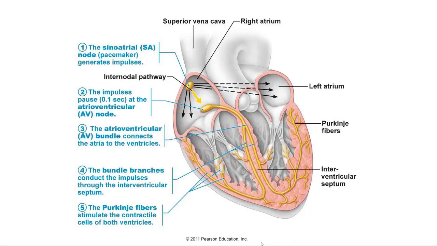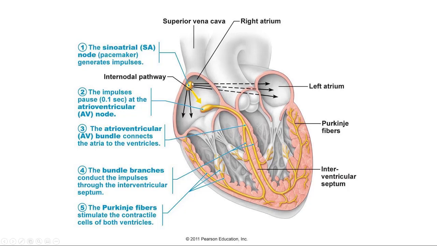So if we look at this slide here, it kind of looks at the route that it's taking. And again, the SA node is the pacemaker. This is where it's generating impulses. It spontaneously does it, roughly 100 beats per minute. This signal then, when it comes from here, it shoots down to the AV node, the atrioventricular node, so the node between the atrium and the ventricle.